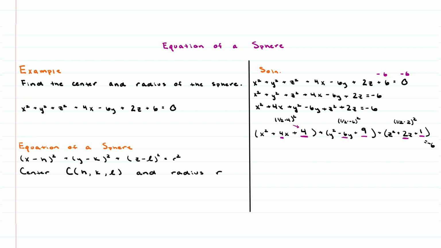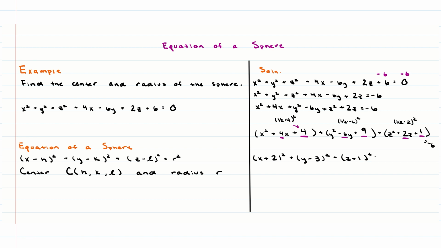At this point, we're going to factor the quadratic expressions that we have into binomials to match the equation of a sphere. X squared plus 4x plus 4 will give us the binomial (x plus 2) squared. Y squared minus 6y plus 9 will give us the binomial (y minus 3) squared. And z squared plus 2z plus 1 will give us the binomial (z plus 1) squared.